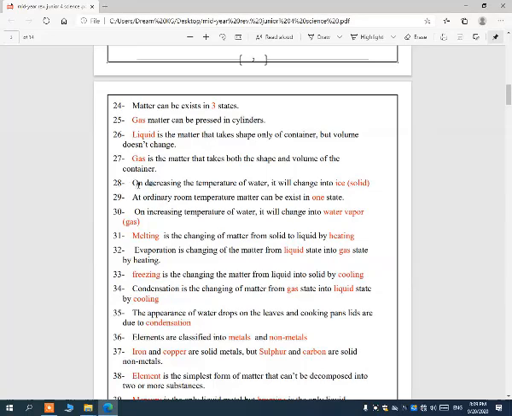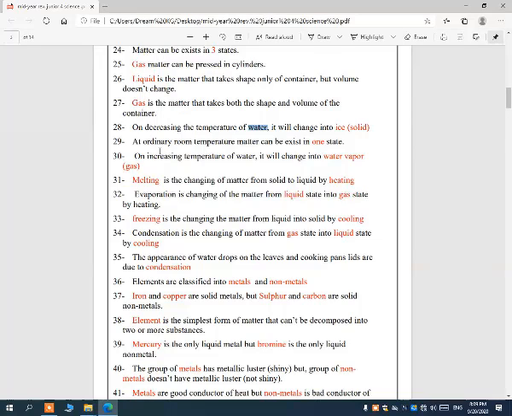28. I said before, when I decrease the temperature, it equals cooling. On decreasing the temperature, water will change into ice. You can write ice, solid. So when the water is cooled, it will change into ice.